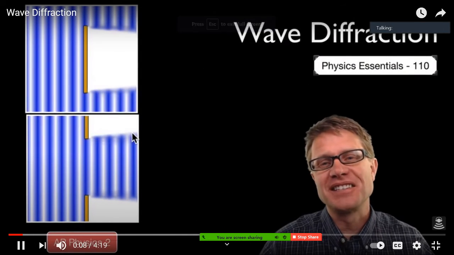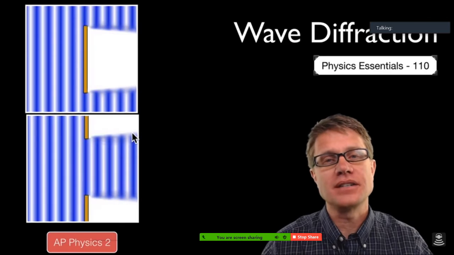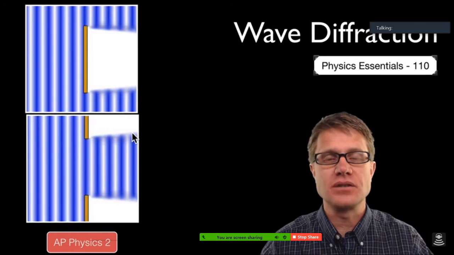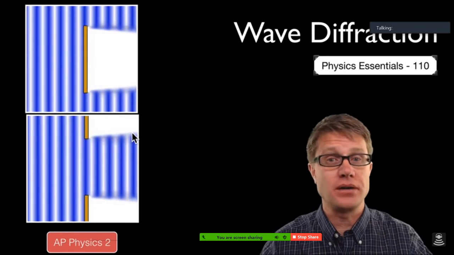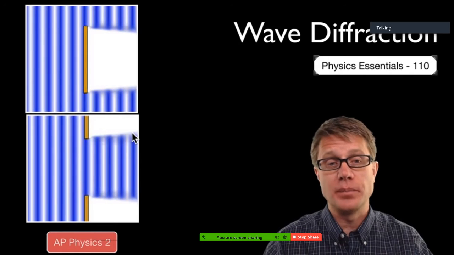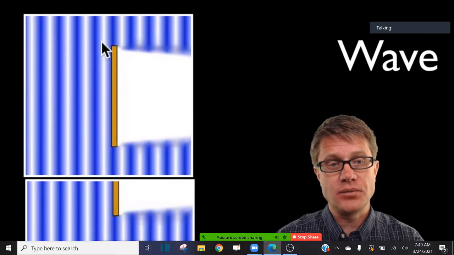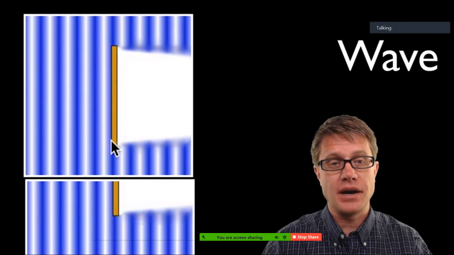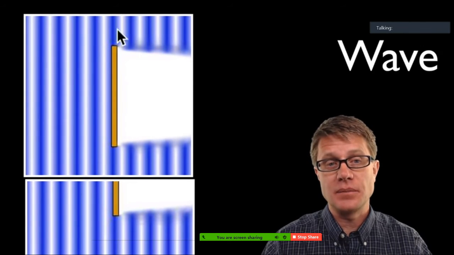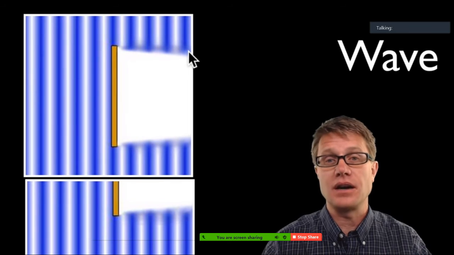Hi, it's Mr. Anderson, and this is AP Physics Essentials video 110. It's on wave diffraction, which is the bending of waves as they move around an obstacle or through an opening. You can imagine these are water waves moving from left to right, and this is an obstacle put in their path. The ones on the top just keep going and going, but these ones right here are being diffracted. They're slightly bending around that obstacle.